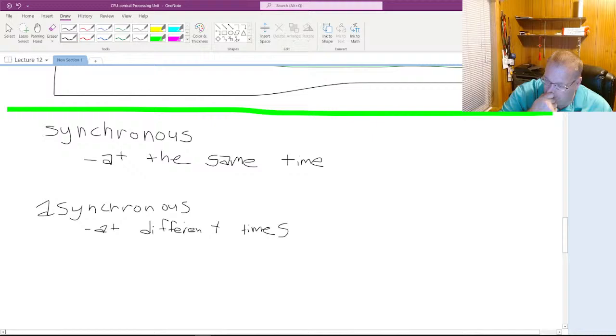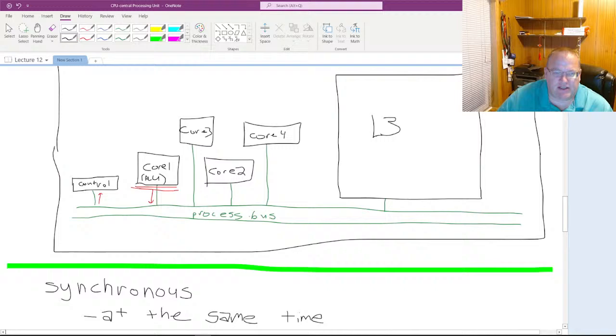Almost never is a processor bus asynchronous. You just never would do it that way. Because you control, right? Because you're creating that. The company creates those cores and the control units and everything. So it's going to keep it exactly the same.